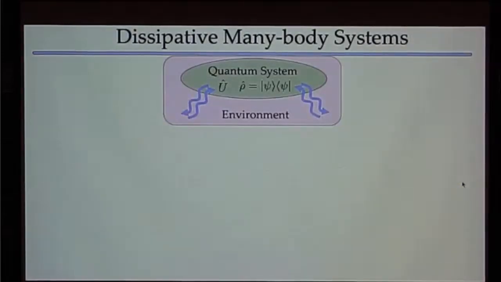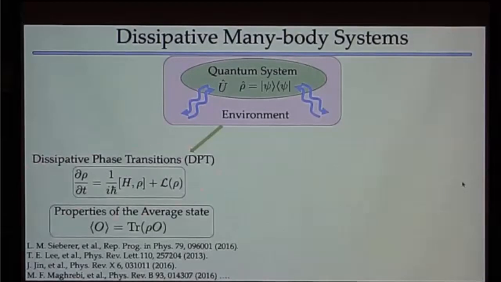Broadly speaking, if you have a quantum system described by unitary evolution and a pure state, and you have an environment, information can leak in, and in principle there can also be a back action of the environment on the quantum system itself. So I'm going to give a very broad classification. Most of the systems that include dissipation can be cast in this form with the so-called Lindblad equation, where you have your coherent evolution and a jump operator that is a function of your density matrix. And what you look for to discriminate between different phases are properties of the average state. So you take an observable and you trace it with the density matrix.